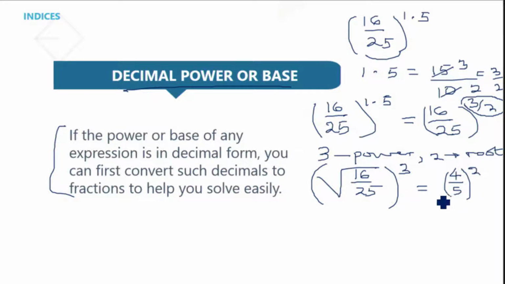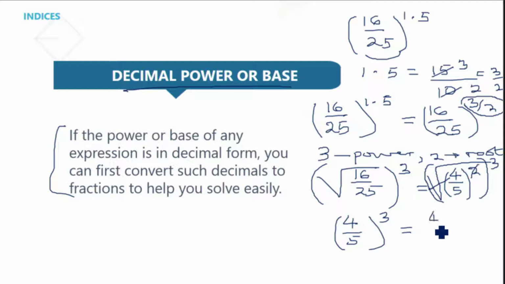So this is 2 times, and we still have the square root. There's a 2 here, but we don't write it. All of it is still raised to the power 3. So these 2 cancel out this square root, and we're left with 4 over 5 all raised to the power 3. Each of them takes the power: this 4 takes the power 3, and the 5 takes the power 3.